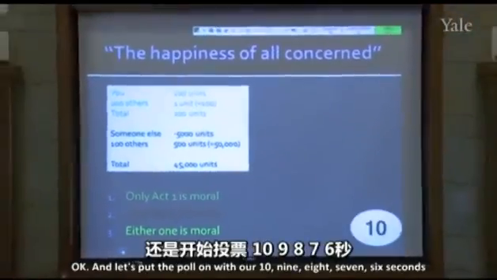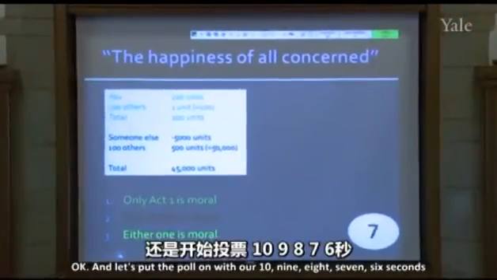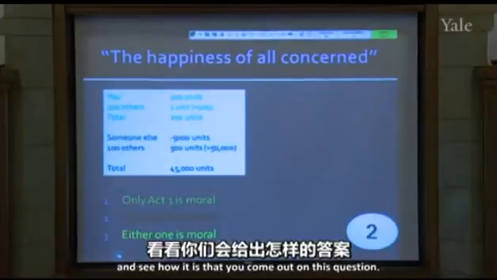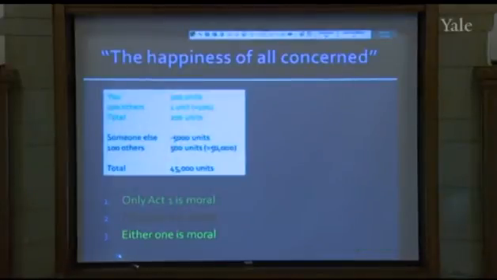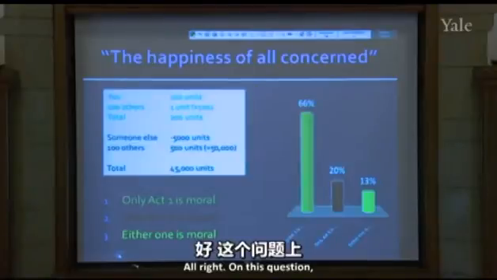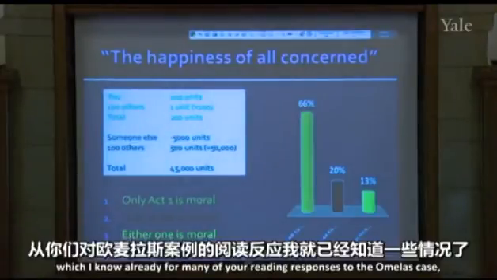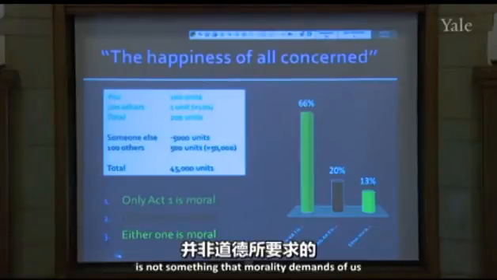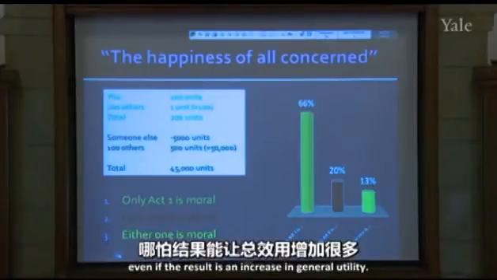Okay, and let's put the poll on with our 10, 9, 8, 7, 6 seconds and see how you come out on this question. All right. On this question, which I know already from many of your reading responses to the Omelas case on which this is modeled, it seems clear to a lot of you that the suffering of one is not something that morality demands of us, even if the result is an increase in general utility.